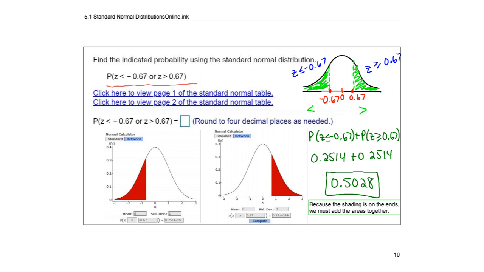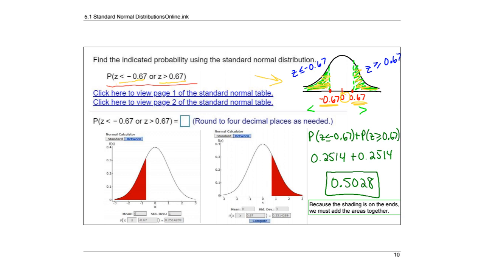So when you come over here and you draw your bell curve, I put my 0 in the middle, I drew negative 0.67 over here and positive 0.67 over here. But notice, you've got to read really carefully in statistics: we want the z less than negative 0.67. So that's the area over here. Now we want the area greater than 0.67, and so that's over here. And so this is not between.